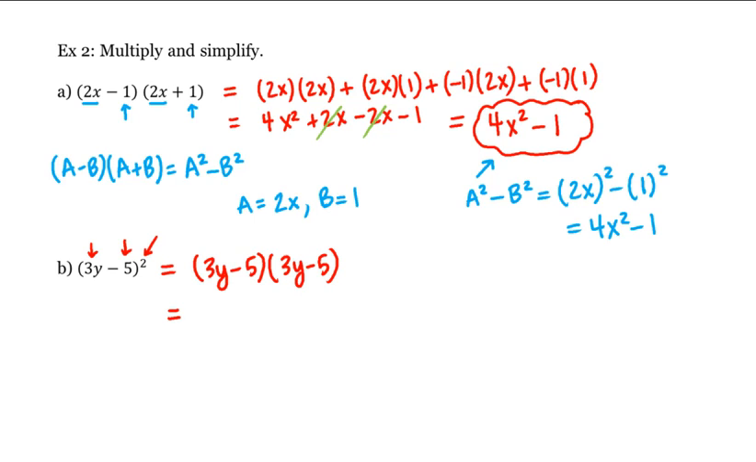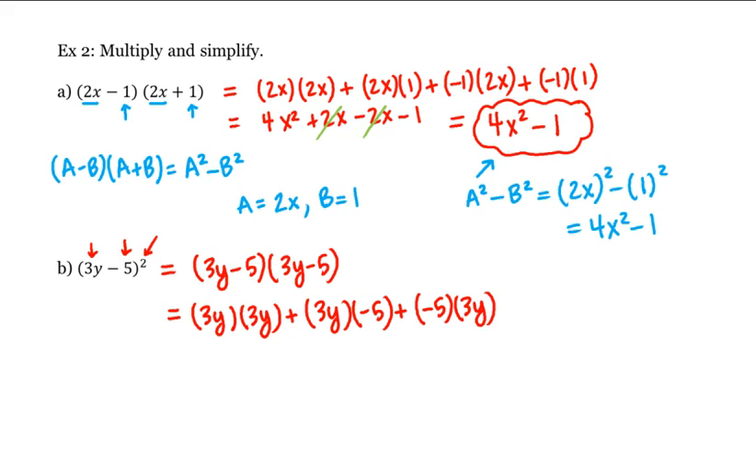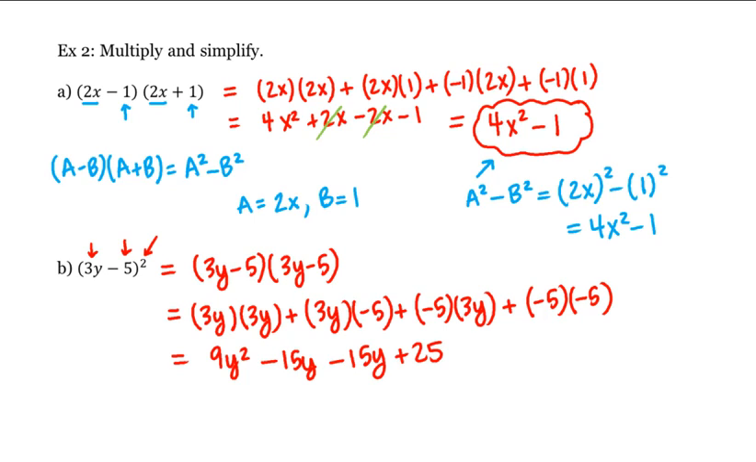This is equal to the product of the first terms in the two binomials, so 3y times 3y, and then plus the product of the outer terms, so 3y times -5, and then plus the product of the inner terms, so -5 times 3y, and then plus the product of the last terms, so -5 times -5, which is equal to 9y squared minus 15y minus 15y plus 25. And combining the outer and inner terms gives us our answer of 9y squared minus 30y plus 25.